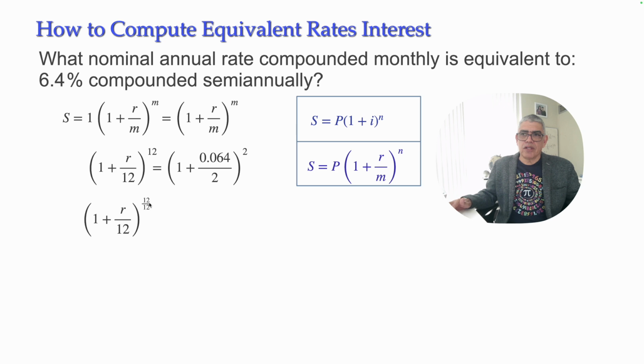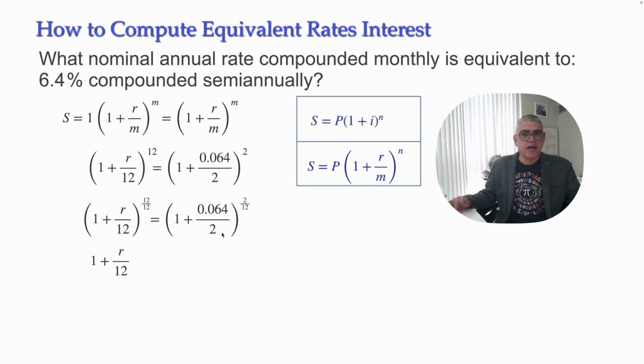1 plus R over 12 to the power 12 over 12 equals 1 plus 0.064 over 2 to the power 2 over 12. Both exponents are divided by 12. Always, if we do that, this exponent will be 1, so we don't need to type the exponent, we don't need to type the bracket. So we can write 1 plus R over 12, and this will be 1.064 divided by 2 to the power 2 over 12. You can write 1 over 6, that is, you can simplify, but it's not necessary. You are going to use a calculator at the end, by the way.